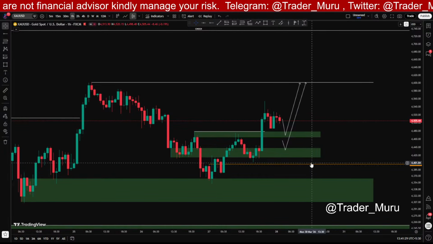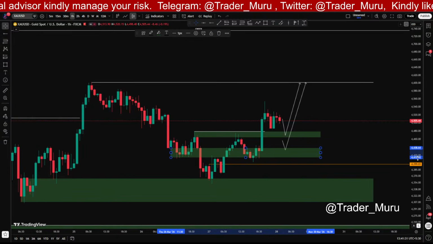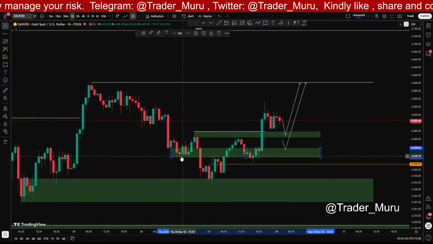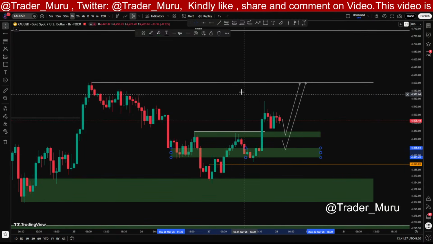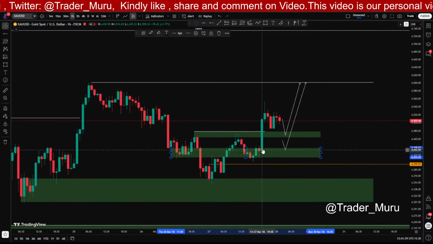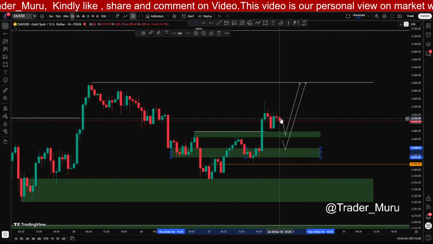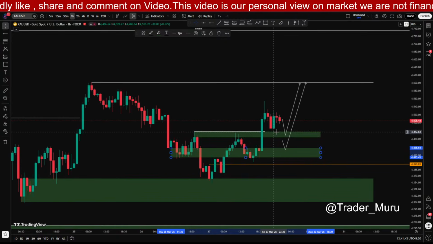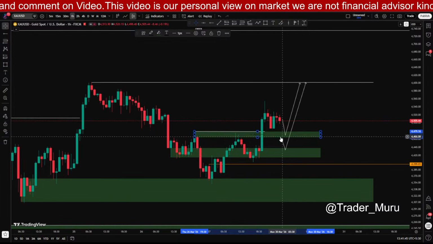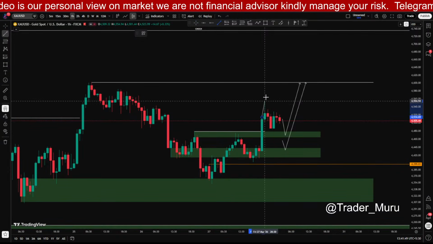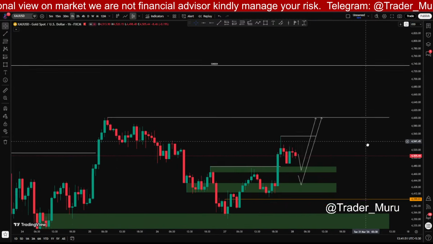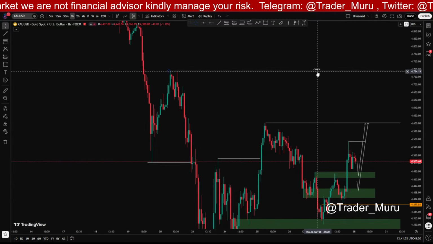I will be watching for the most important area near this QML because it has the support and this order block too. This will be much better, but if I get a bounce from this area, I will definitely take a long opportunity from here. First target will be this high, second target will be this change of character area here.